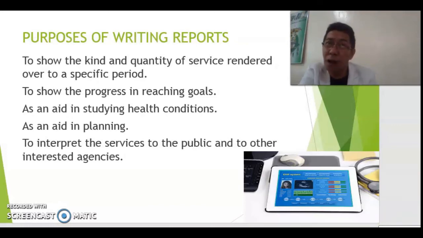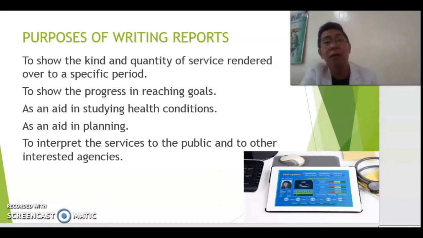Other interested agencies, NGOs or other groups of people in the community would like to provide services, and we can provide them with information based on the records that you have provided them. So they will be asking for the reports, which show the kind and quantity of service rendered over a specific period of time.